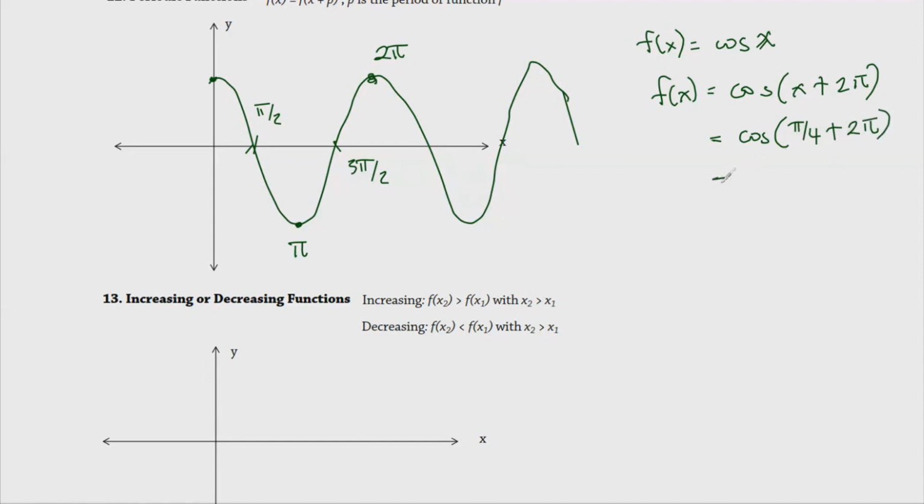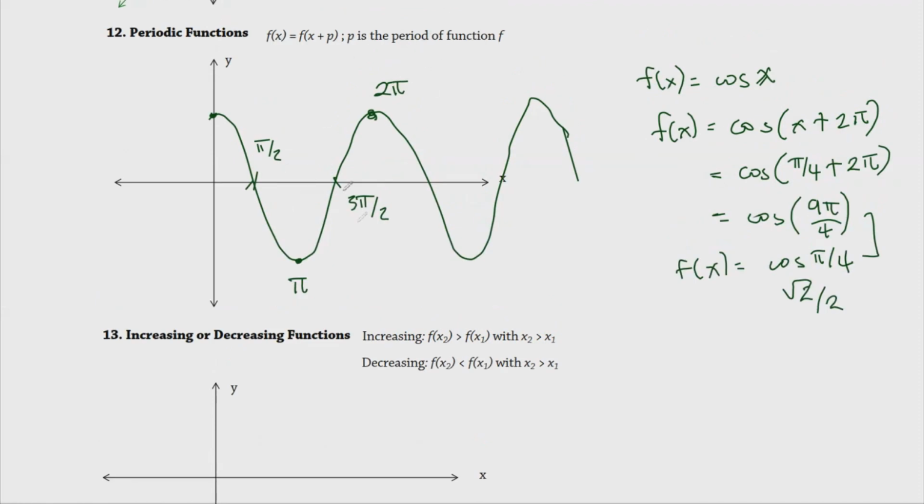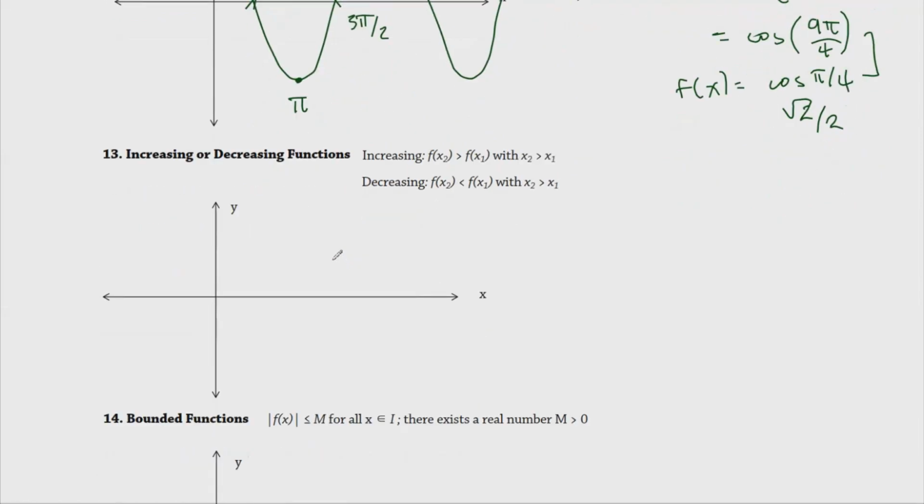Cosine of pi over 4 plus 2 pi, we get 9 pi over 4. So cosine of 9 pi over 4 is also equal to cosine of pi over 4. So that's how it goes for the periodic function. And to give you some value, I think it should be square root of 2 over 2. So that satisfies our condition that p is the period of a function f in such a way that it will just repeat the value when it has the period p.